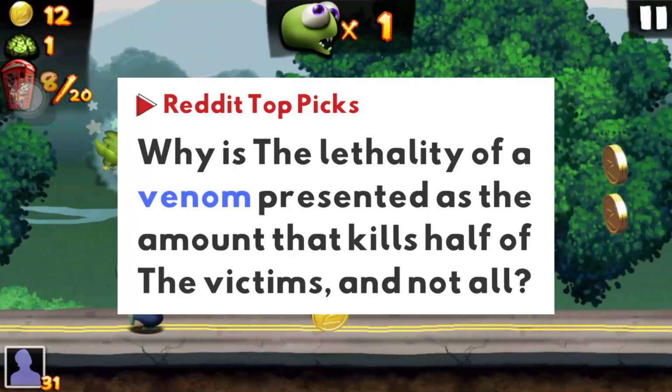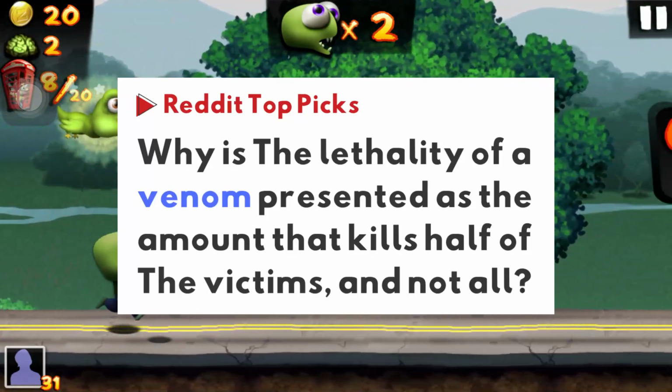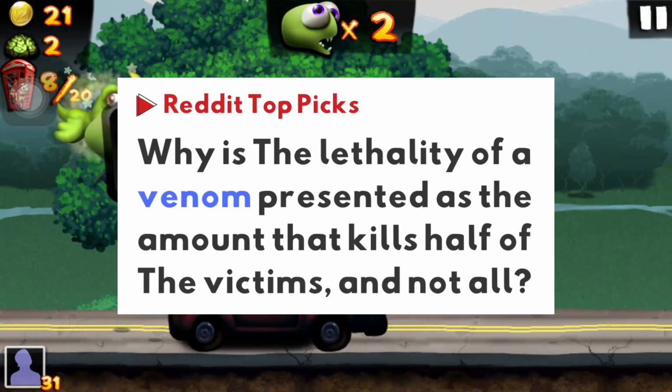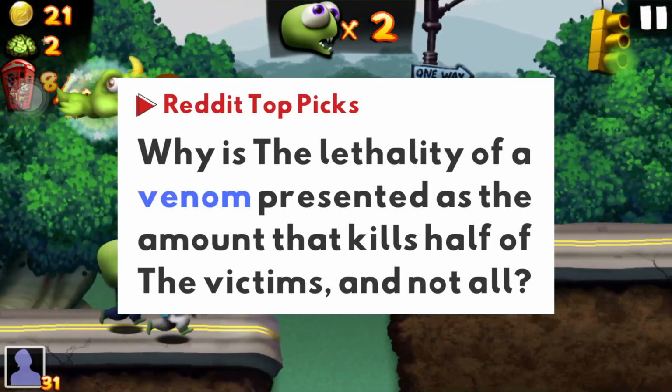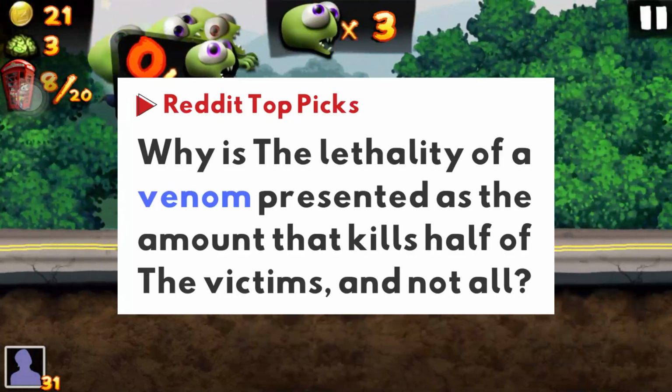Why is the lethality of a venom presented as the amount that kills half of the victims, and not all? Wouldn't it be much simpler to tell what kills everything? Sorry for possibly incorrect flair.